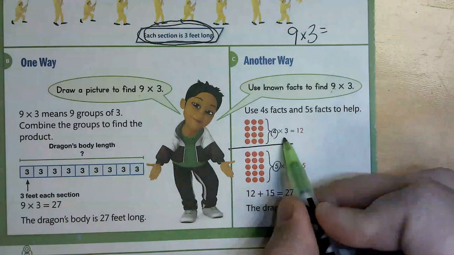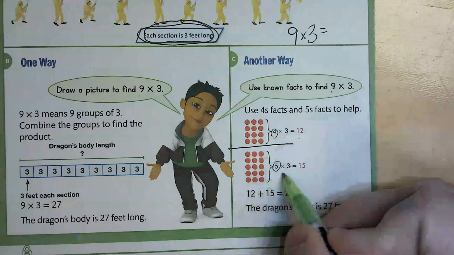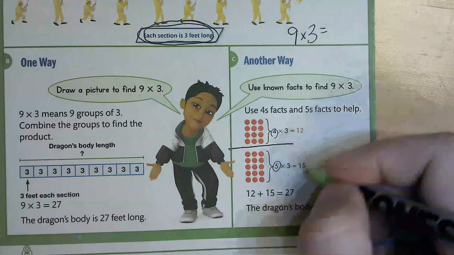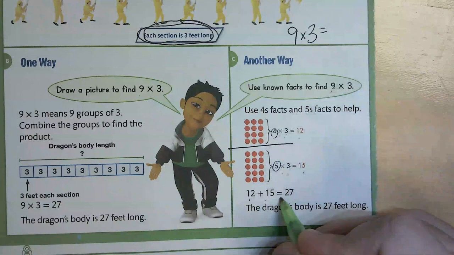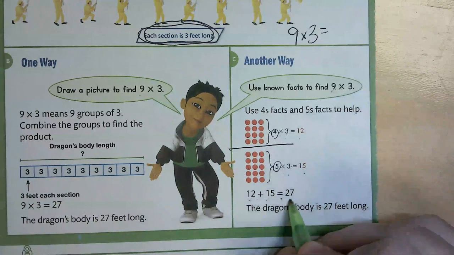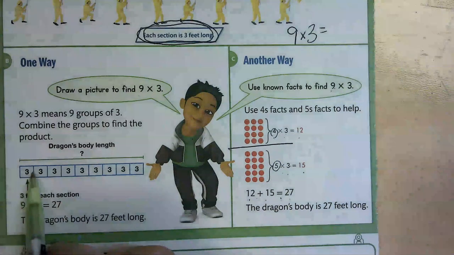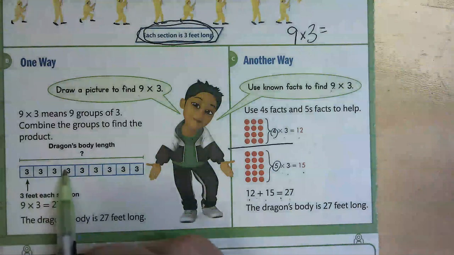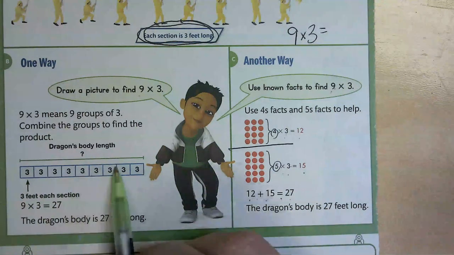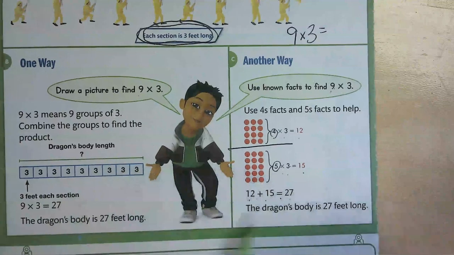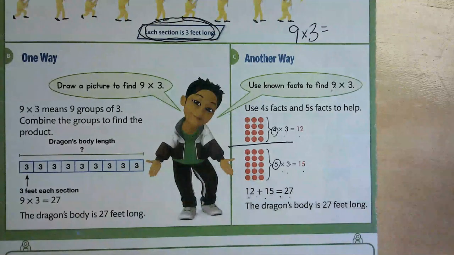So 4 times 3 is going to equal 12. 5 times 3 will equal 15. And then my last step is to add those together. 12 plus 15 equals 27. Over here, 3, 6, 9, 12, 15, 18, 21, 24, 27. We got to the same answer, but we can solve it using different strategies.